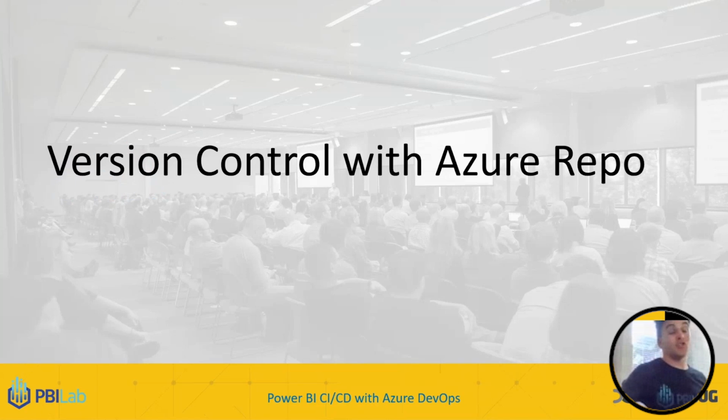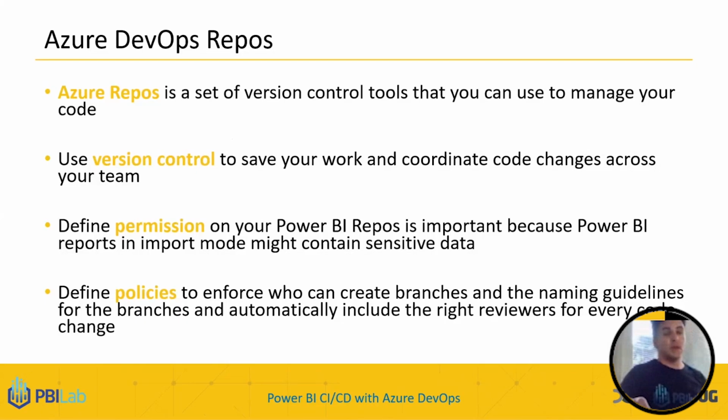How did I implement version control with Azure Repo? So actually, Azure Repo is a set of version control tools that we can use to manage our code. But what is important in case you're planning to manage a repo for Power BI artifacts is that you will need to apply permissions and policies. Why? I would say that this repo shouldn't be open because reports might contain sensitive data, especially if they are in import mode. So you want to set up the right policy, and give the right permission to the right users.